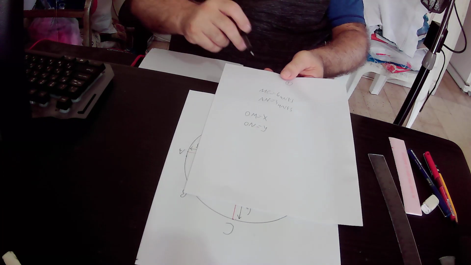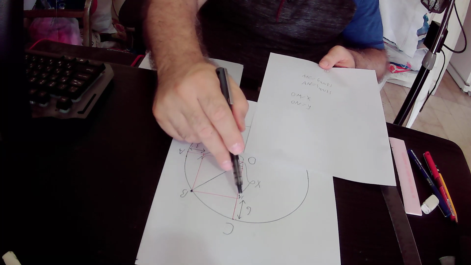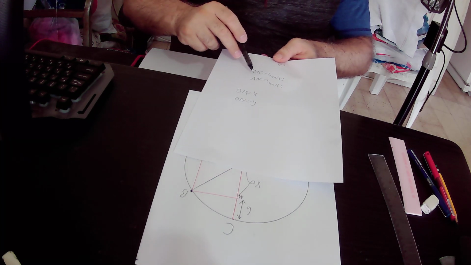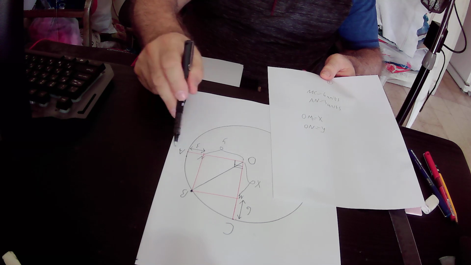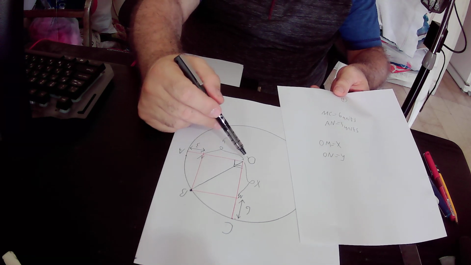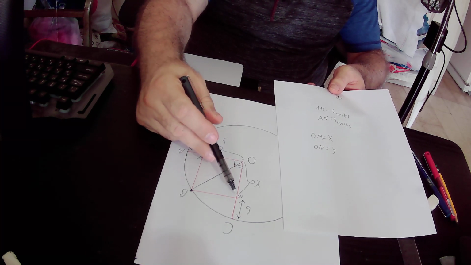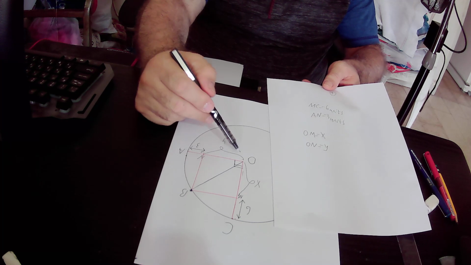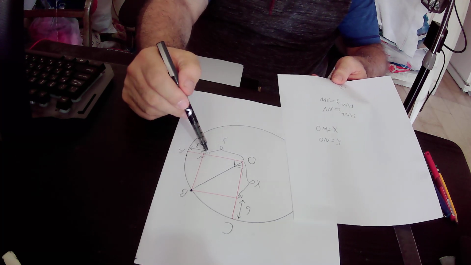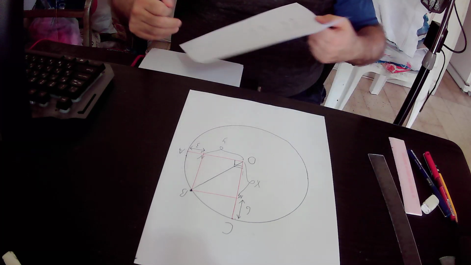First of all, MC equals 6 units, AN or NA equals 3 units, line segment OM is defined as X, and line segment ON is defined as Y. Okay?